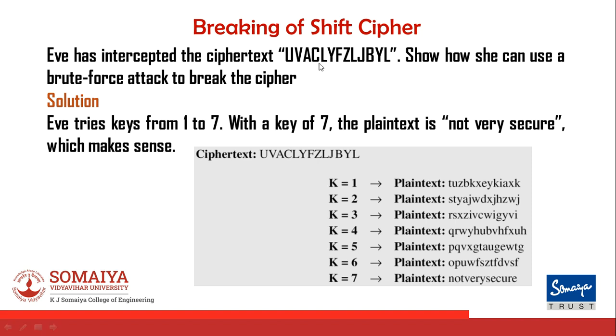Suppose I have this ciphertext, and I apply a key ranging from 1 to 7. If I apply key 1 and subtract it from each respective value, and try up to 7, then when the key reaches 7, I get a meaningful message which makes sense. So it is not very secure. We can break this shift cipher, and this is the activity that we need to perform on the virtual lab.